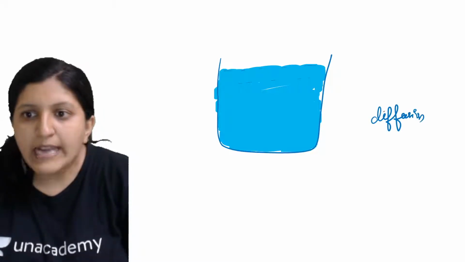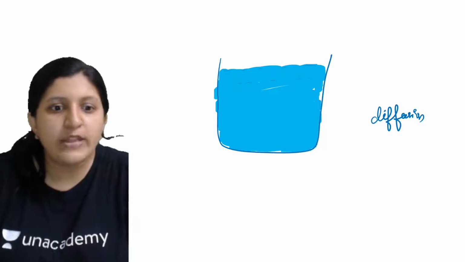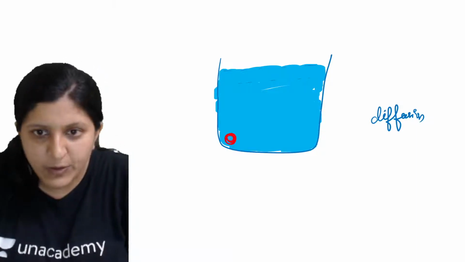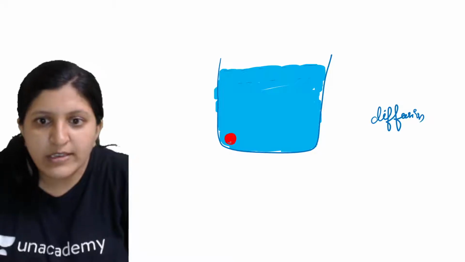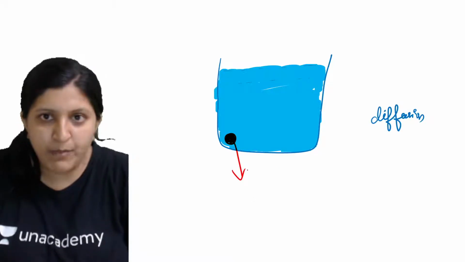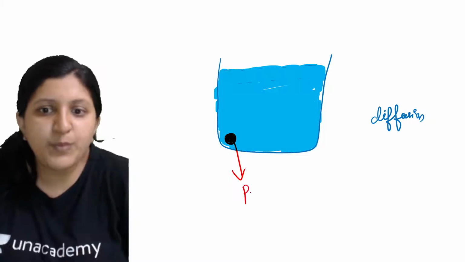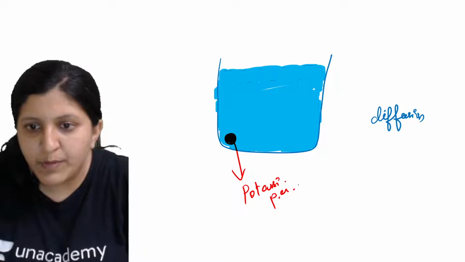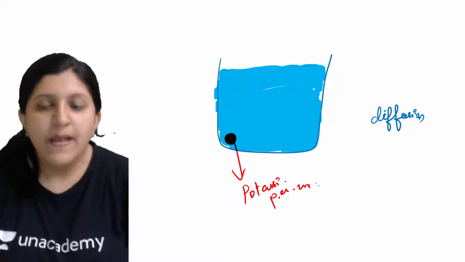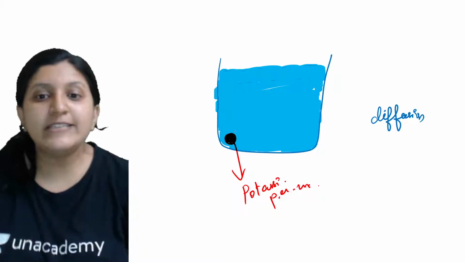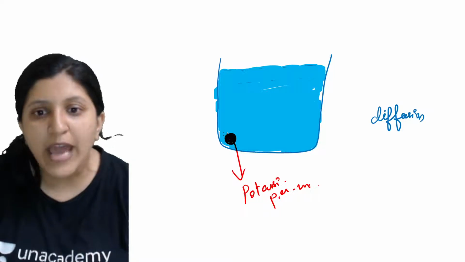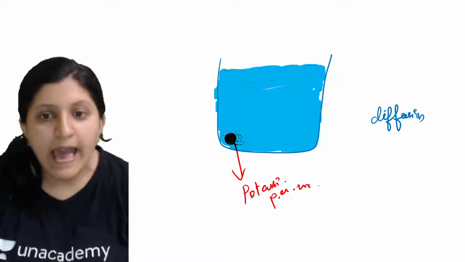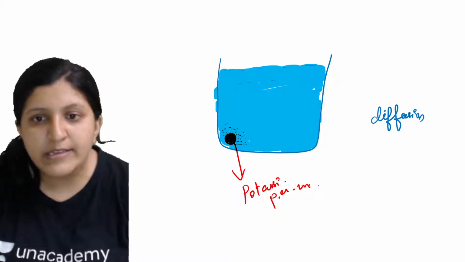Okay, and here at one corner, what they have kept is potassium permanganate. So this one is potassium permanganate. I'll just write it as such. Now what will happen? There is diffusion, so gradually this potassium permanganate will start to diffuse, and it will try to cover this whole area.